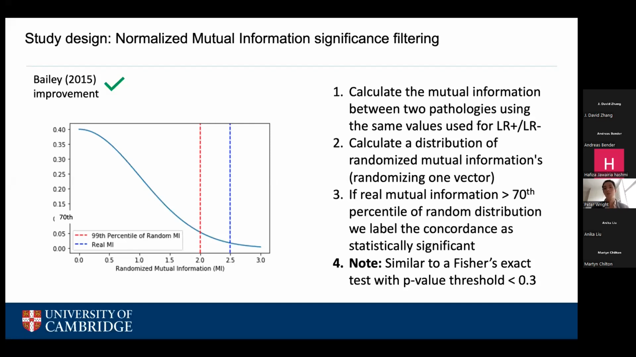The result will be statistically significant if the real mutual information is greater than the 70th percentile of the random distribution. It's sort of similar to a p-value threshold of 0.3. I just wanted to touch on that briefly.